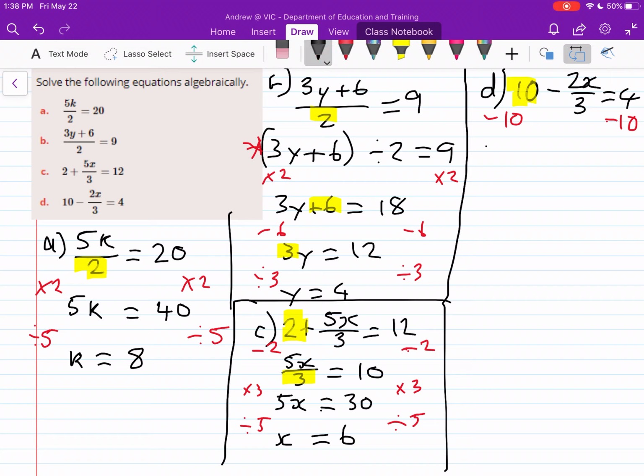So this leaves us with negative 2x over 3. Don't forget that negative out the front. That's a very easy mistake to make. 4 minus 10 is negative 6.